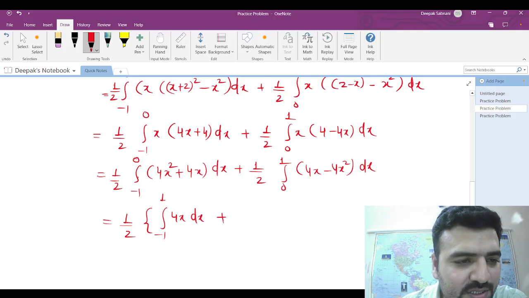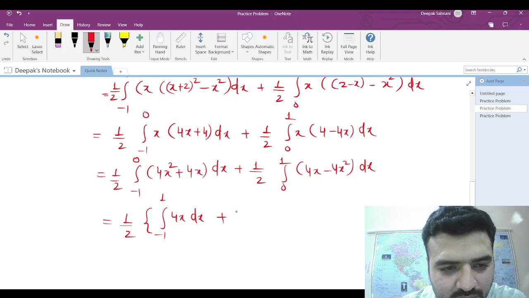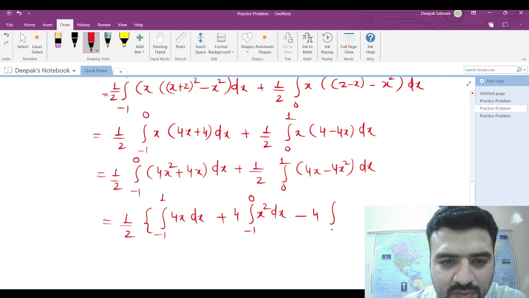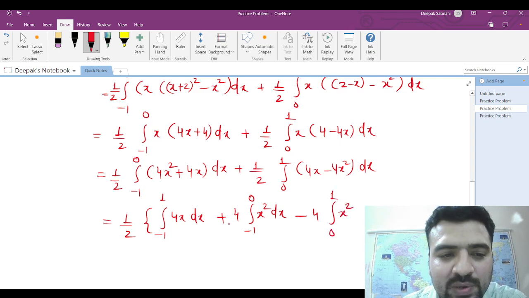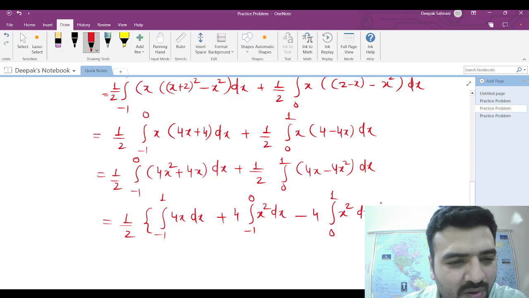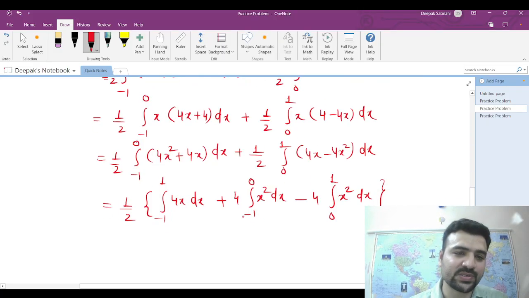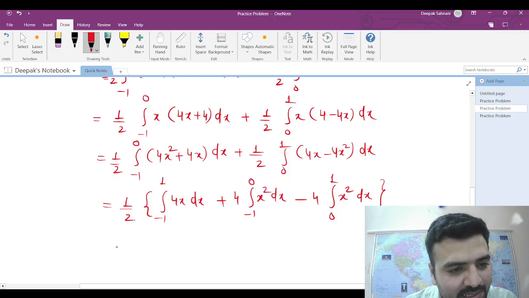Plus this will be minus 1 to 0, 4, minus 1 to 0, x square, dx, minus 4, 0 to 1. This you cannot combine. If there is addition, then only you can combine. Or if you want, you can simply solve it. That is not a problem. This can be solved by multiple methods. This is a very simple 1D integration.